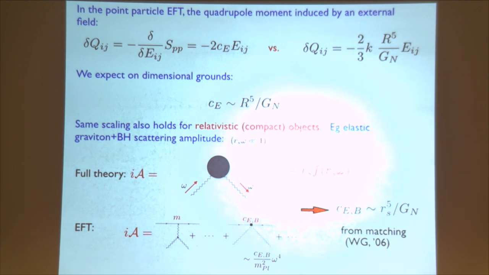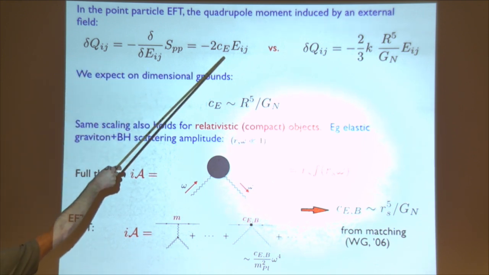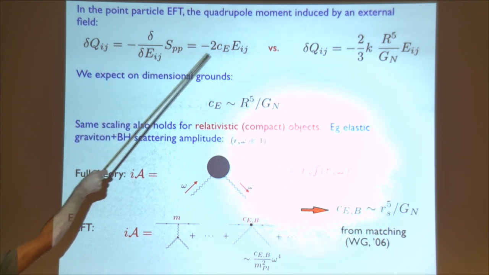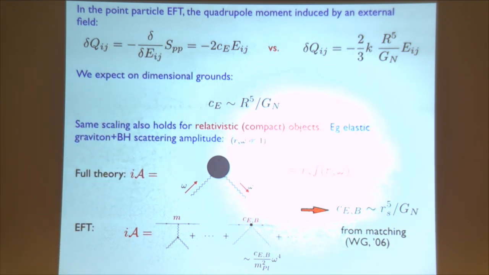How does that compare to the coefficients in my world line Lagrangian? Well, in terms of my parametrization, E squared and B squared, the induced quadrupole moment is the coefficient of E squared. So we would expect this to scale like the radius to the 5 as well, at least for a sort of Newtonian object. That's what you would expect for a planet or something, but the same sort of scaling actually applies for relativistic compact objects, such as a black hole. And there it is just dimensional analysis.